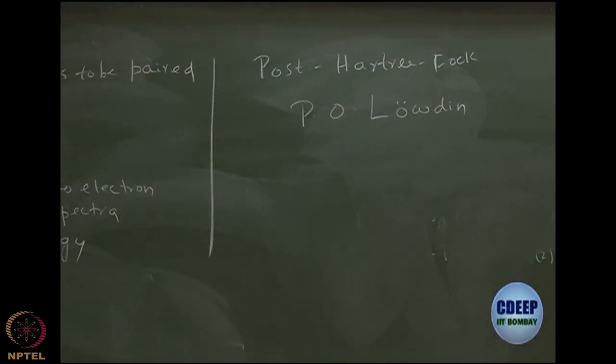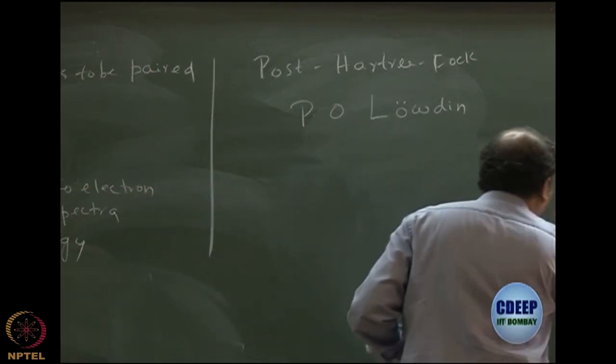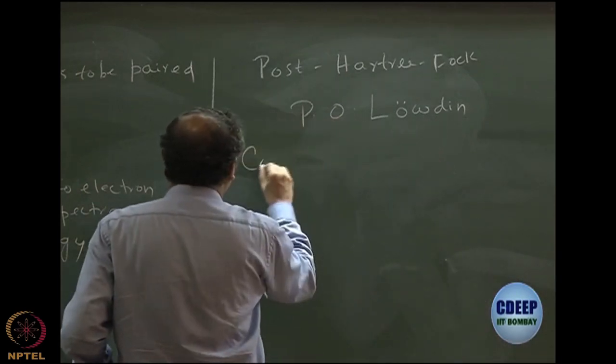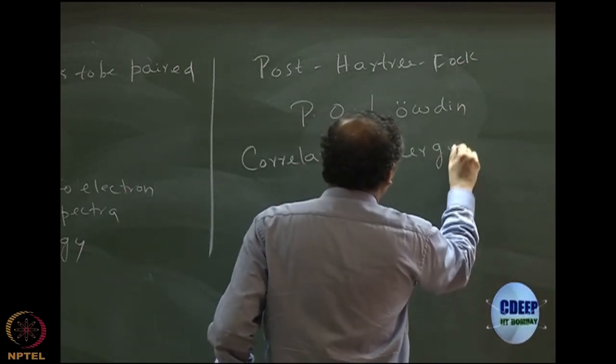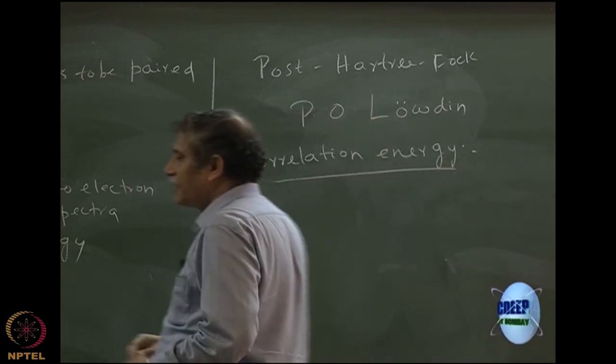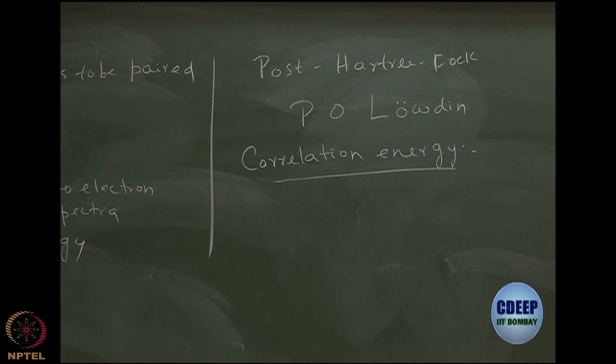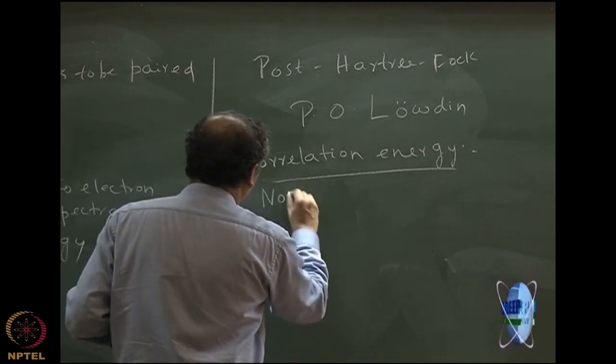There are many, many figures that I will mention. But Löwdin is a very important figure who said that the energy is not exact. Of course, everybody knew that Hartree-Fock is not exact, but nobody bothered about it because they thought the approximation was good enough. But Löwdin realized that this approximation is not good enough. He was the first to realize, and he defined a very important term called the correlation energy. It's important to realize that when he defined the correlation energy, the Hamiltonian did not have any terms of relativistic origin. So there is no electron spin interaction and so on. What we are discussing is for a non-relativistic Hamiltonian.